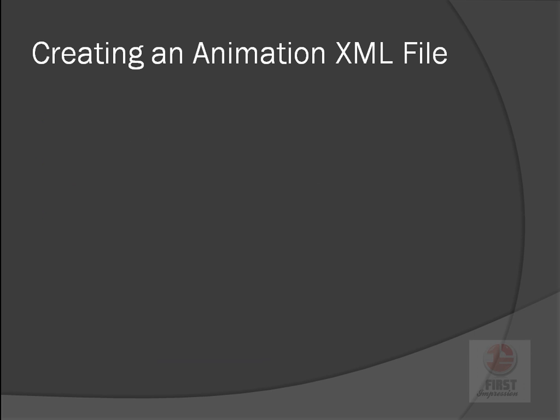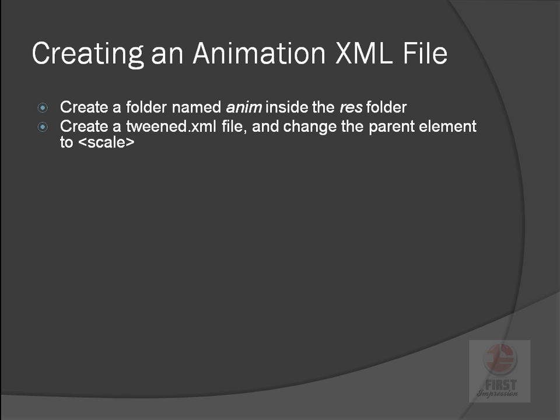Let's start by creating an animation XML file. Whenever you are doing a tween animation, you'll require an animation XML file. This animation XML file will be placed inside the anim folder, inside the res folder. So we have the res/anim folder where we'll have the animation XML file. Let's create a folder inside the res folder and name it anim. We create a tween.xml file and change the parent element to scale, because we have to perform a scale animation.